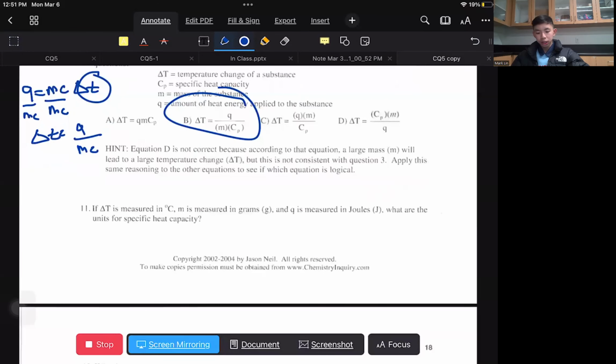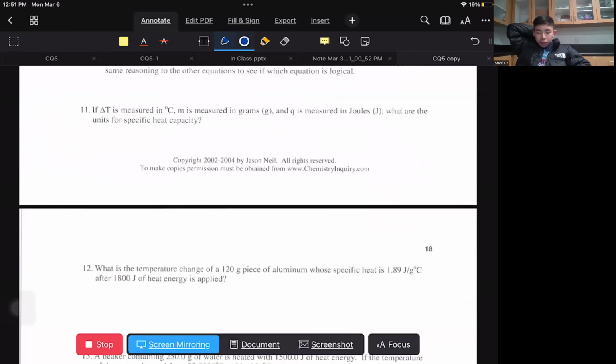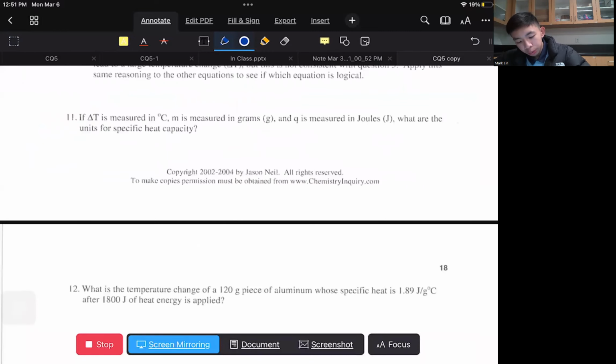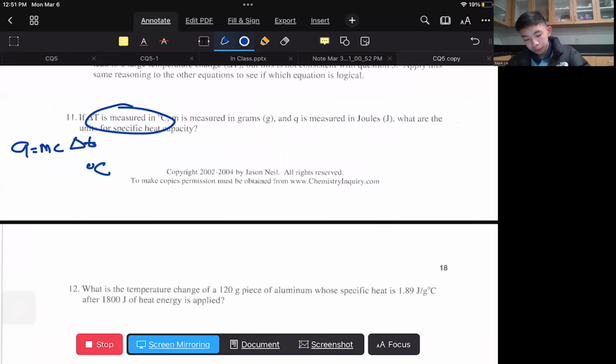So question 11. If delta T is measured in degrees Celsius, M is measured in grams, and Q is measured in joules, what are the units for specific heat capacity? So Q equals MC delta T. So T is measured in Celsius, M is measured in grams, Q is measured in joules.